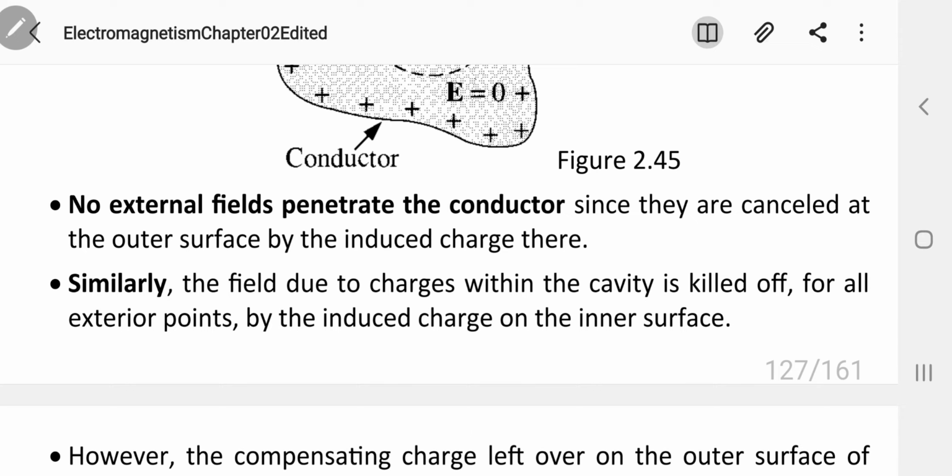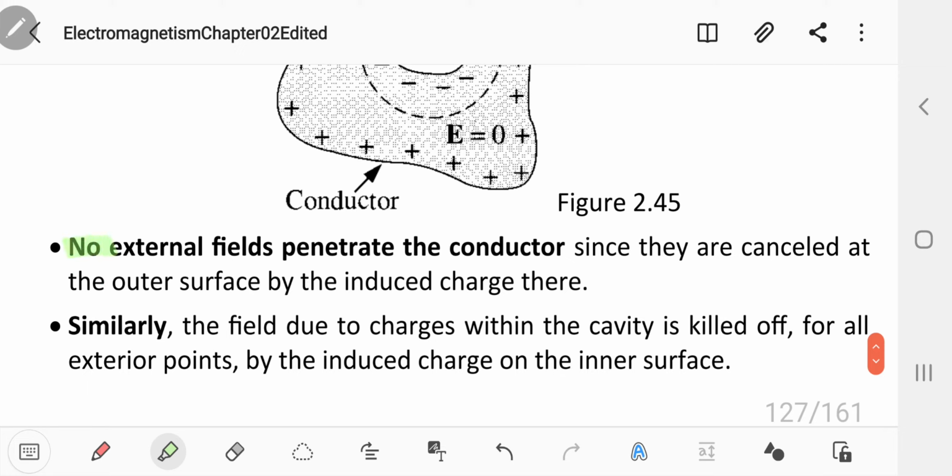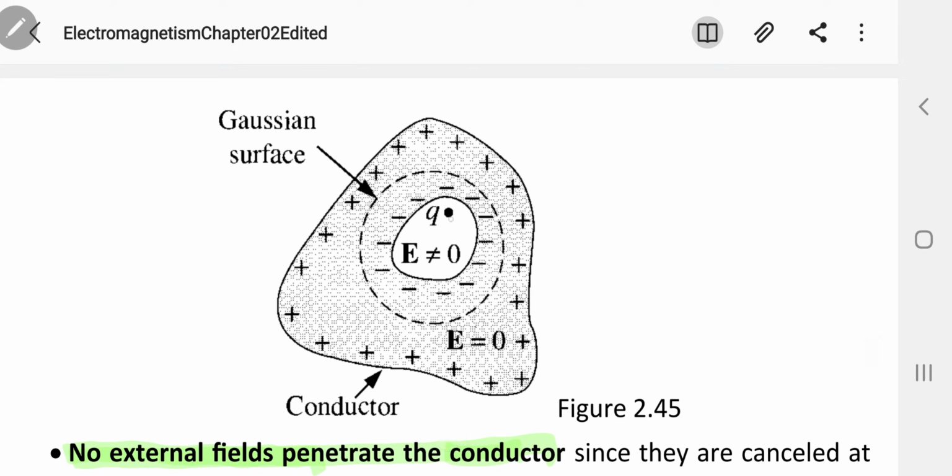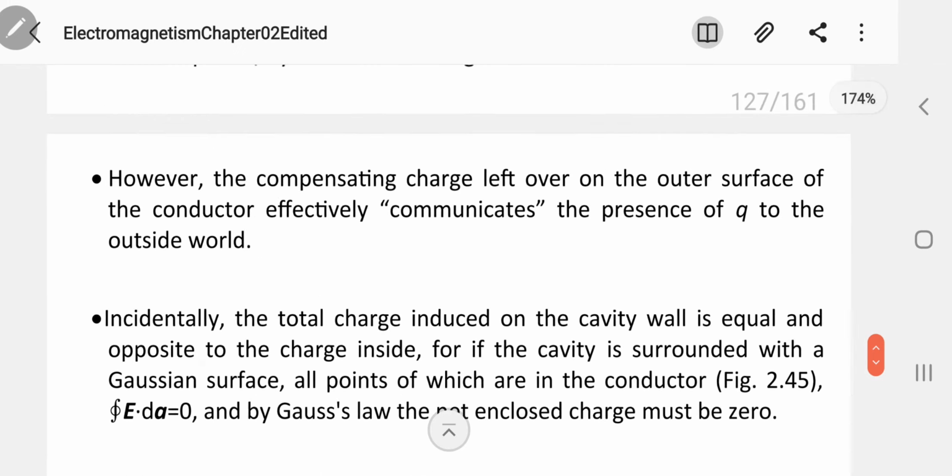There's an important statement here. No external fields penetrate the conductor. Why? Because they are cancelled at the outer surface by the induced charge there. And similarly, the field due to the charges within the cavity is killed off for all exterior points by the induced charge on the inner surface. So the electric field here is 0, because the electric field that Q gives off is killed off by these negative charges. So that's how it is.